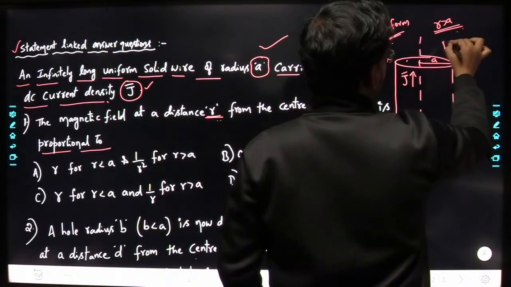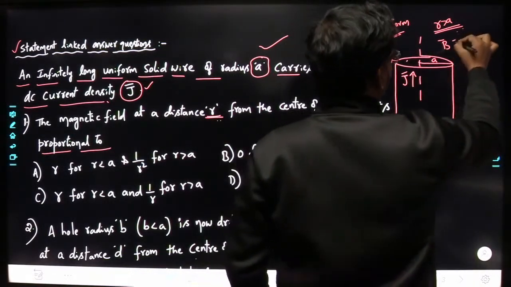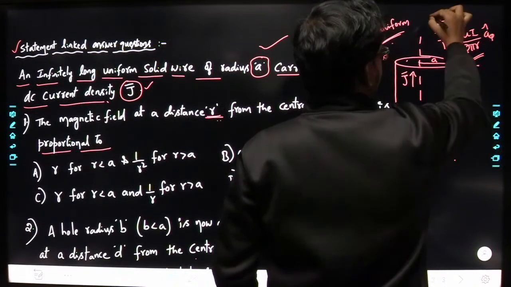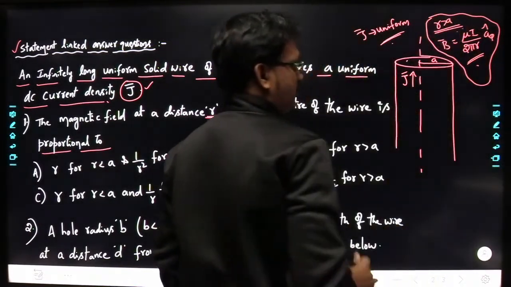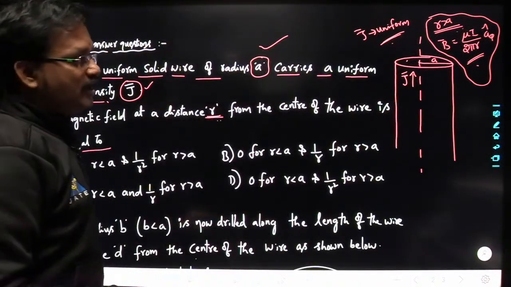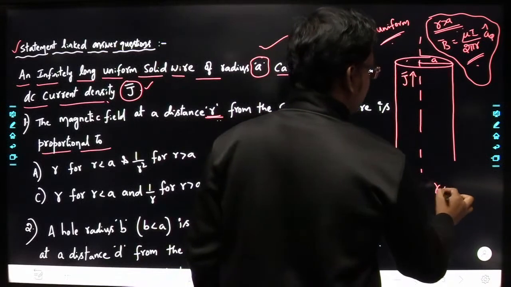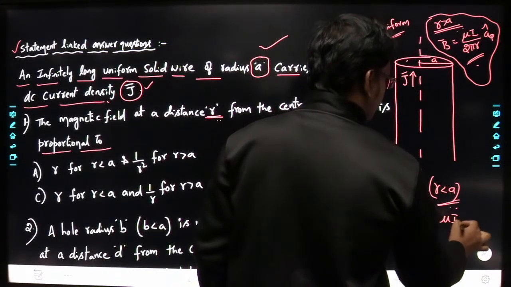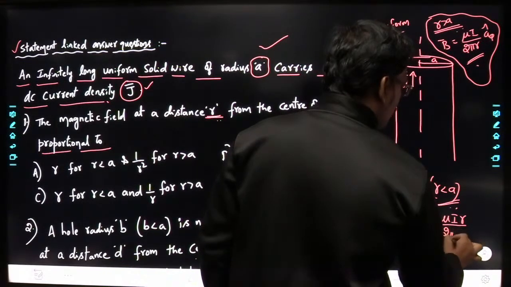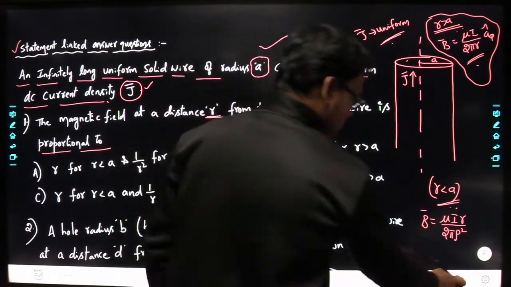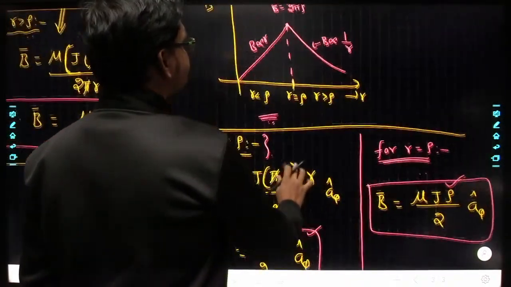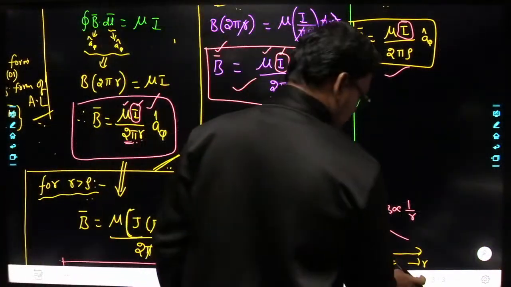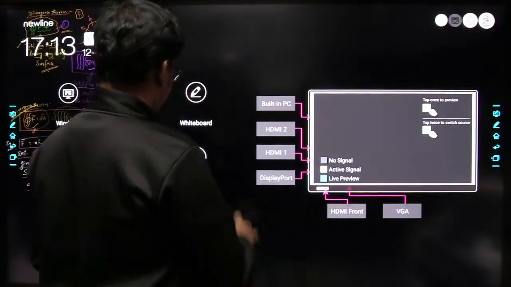Just now we determined the B field is equal to mu I by 2 pi R, along phi cap. This is the expression for R greater than A, that is, outside the cylindrical wire. Next, for inside the cylindrical wire, that is for R less than A, what is the expression we got? B bar is equal to mu I R divided by 2 pi rho square. Yes or no? So this is what we got, right? For R less than A, mu I R by 2 pi rho square.